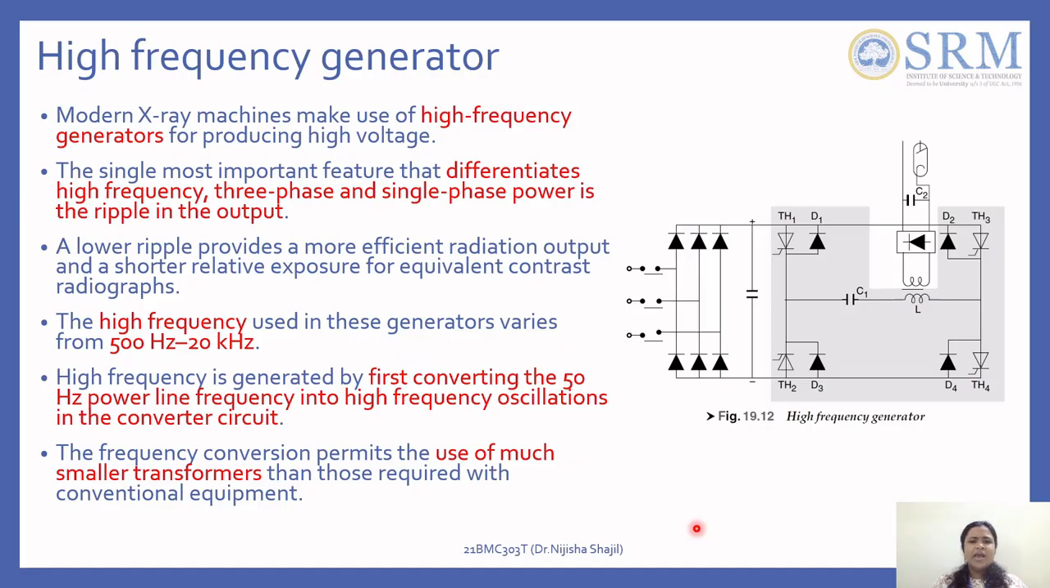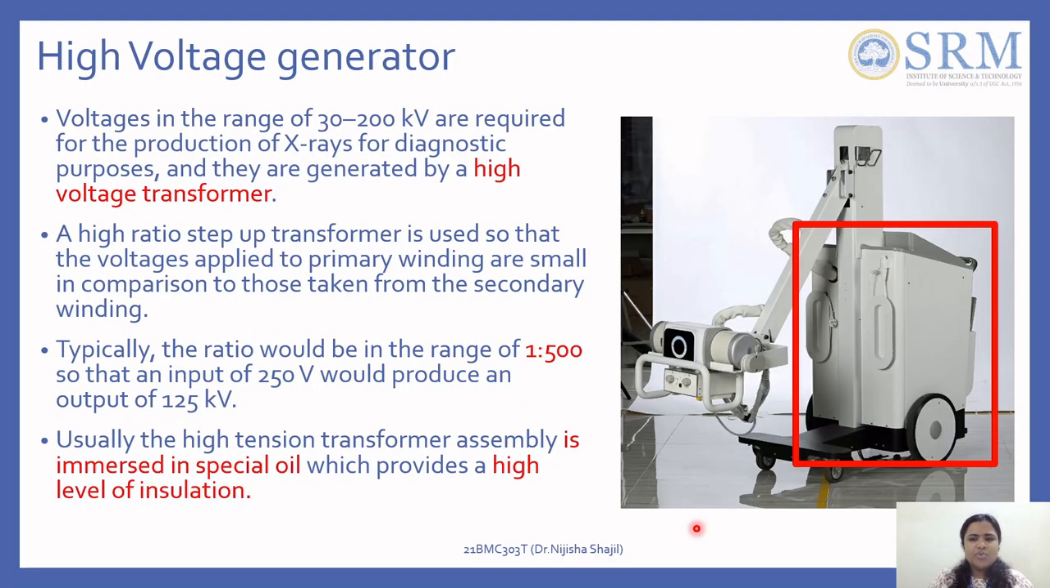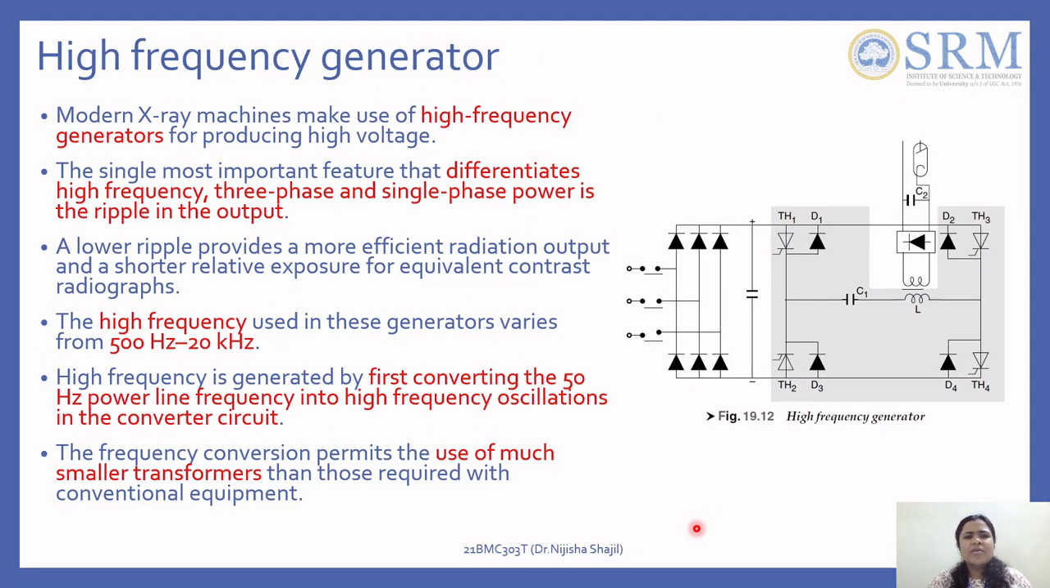One way is to produce a high voltage generator, that is, to go for a high voltage. But nowadays they go for a high frequency generator. Instead of developing a high voltage generator, we are going for a high frequency generator. You take the three phases and multiply the frequency. When you do that, you get the same output as a high voltage generator. Around 50 hertz is converted into 500 hertz to 20 kilohertz.